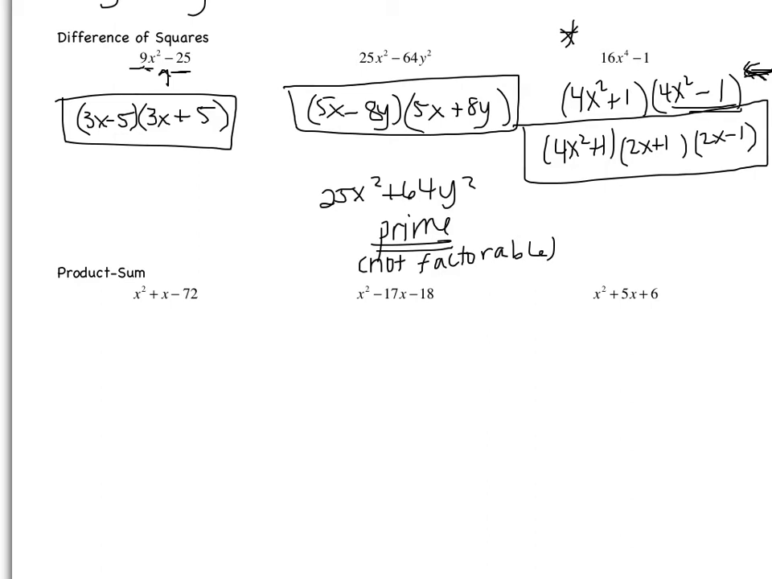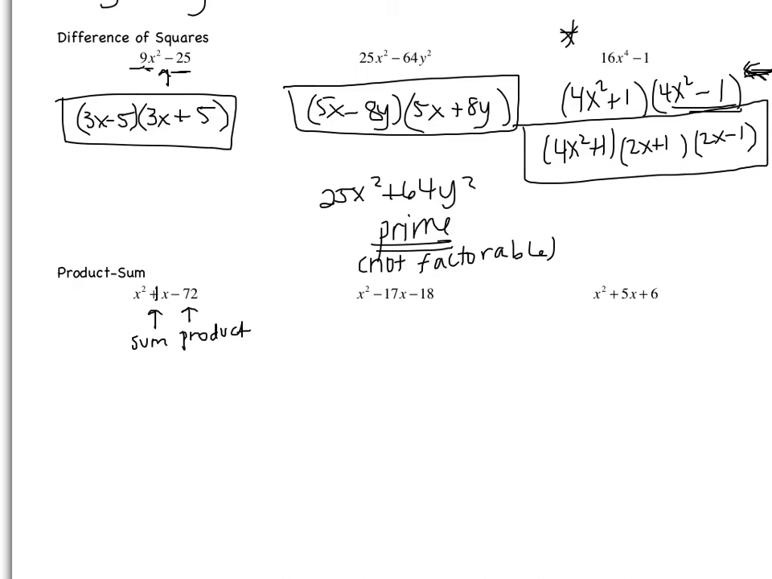Okay, last type of factoring is product sum. So we have 3 different examples here. Remember that product means multiply and sum means add. So I call this the product sum because you're looking for the 2 numbers whose product is this last number and whose sum is the middle. So this is like having a 1 in front.